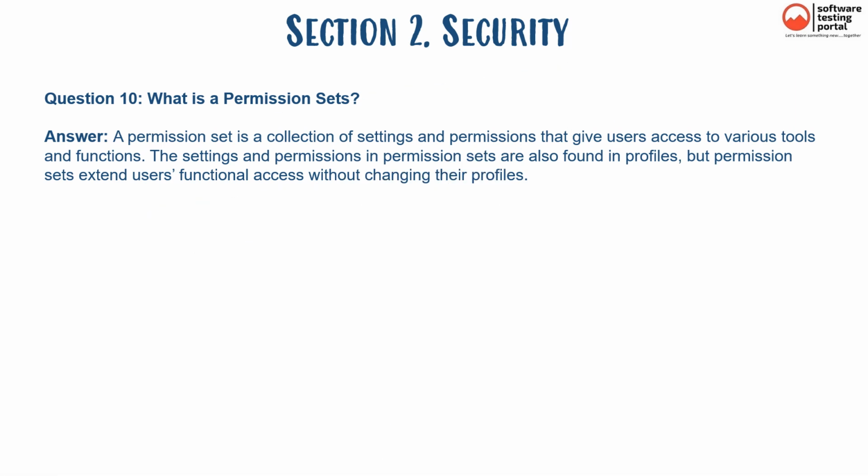Question 10. What is a permission set? A permission set is a collection of settings and permissions that give users access to various tools and functions. The settings and permissions in permission sets are also found in profiles, but permission sets extend users' functional access without changing their profiles.